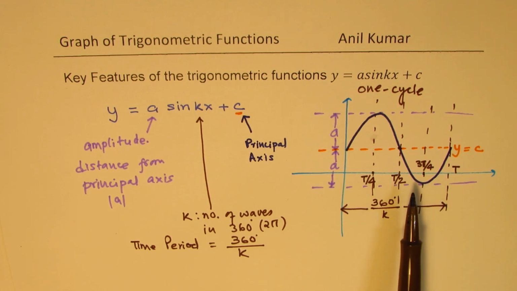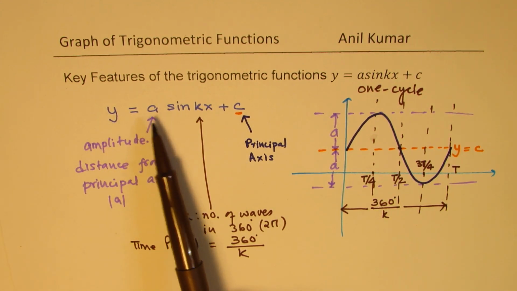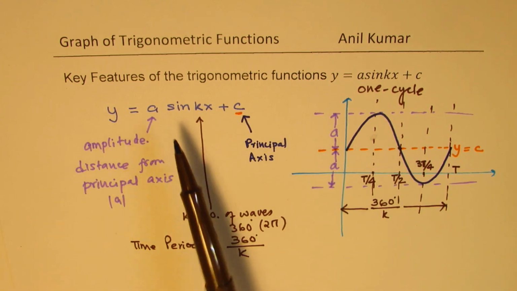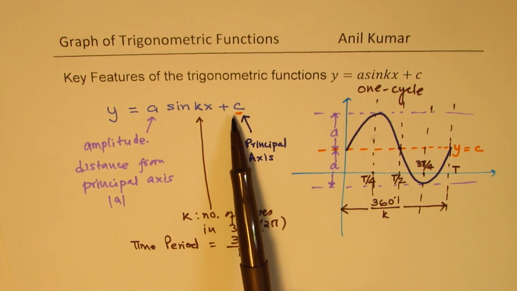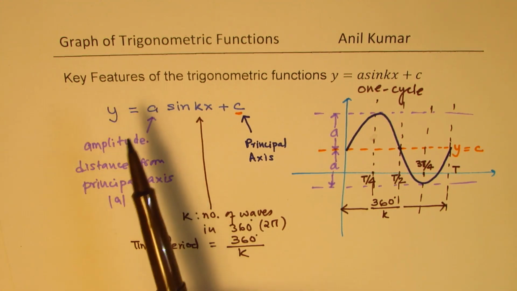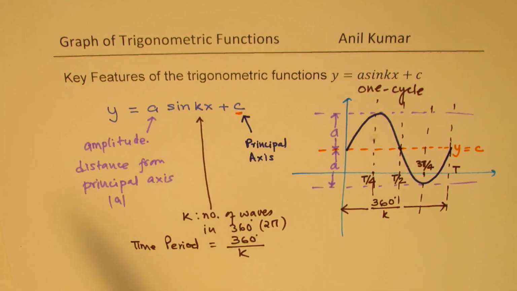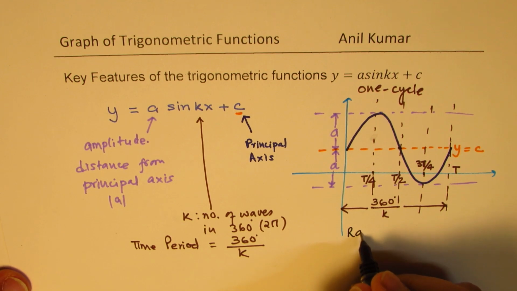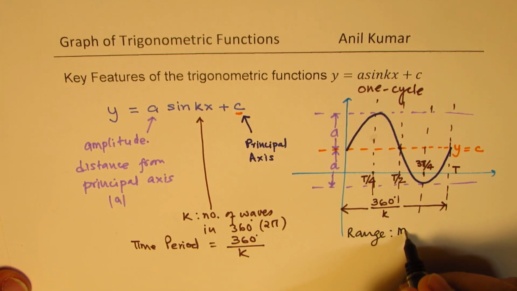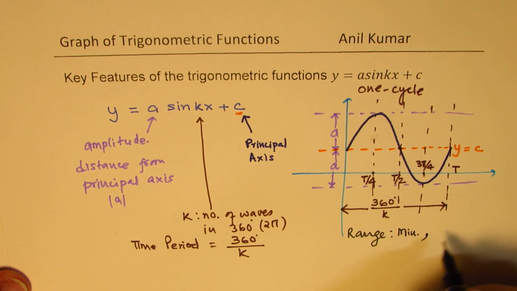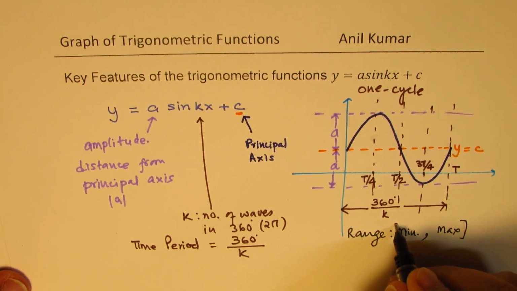So I hope you clearly understand how y equals a sin(kx) plus c can be sketched, and how all these parameters are related with the key features, which are: amplitude is a, principal axis is c, k defines the time period, 360 divided by k, that is T. Now from here, you can also find domain and range. For the domain, we are saying one time period. Let me write down the range also here. Range will be from minimum to maximum.